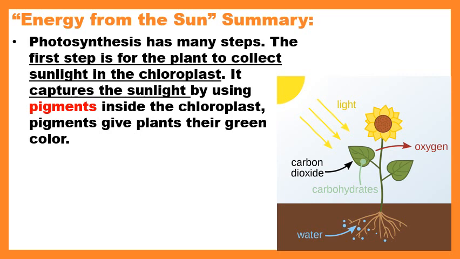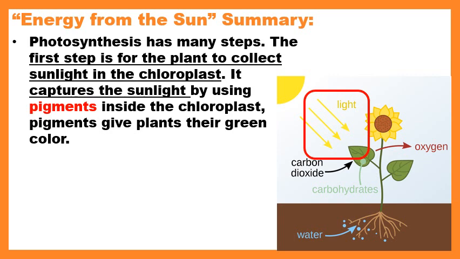Photosynthesis has many steps. The first step is for the plant to collect sunlight in the chloroplast. So that's the first step. And it's going to capture the sunlight by using pigments inside the chloroplast. Chloroplast is a type of organelle that's found only in plant cells. And actually the pigments inside the chloroplast give plants their green color.